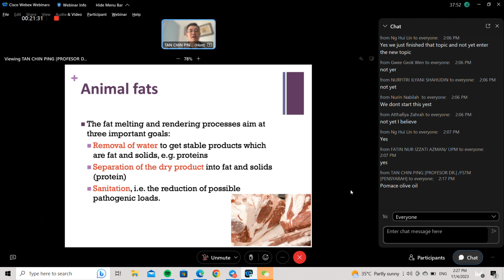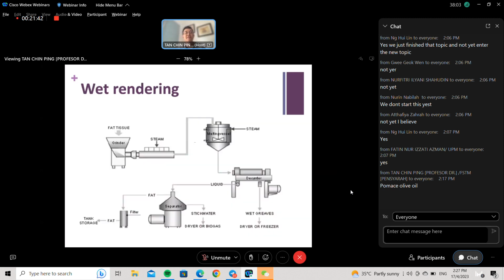So it is easy to see those burnt particles of meat if you don't filter it. Therefore, they may go through the filtration system. Let us briefly go through the process. First, wet rendering. I'll usually show you the design of equipment. So it is similar for both wet and also dry rendering.